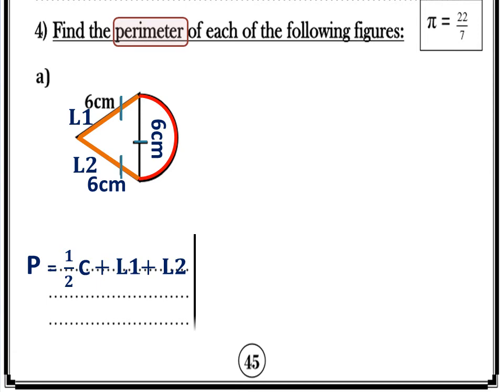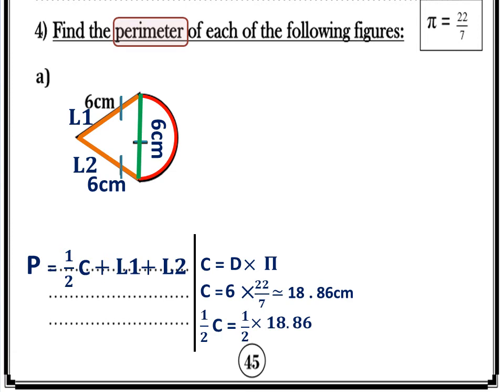So let's find the circumference first. Here C equals D times pi, because we have here the length of the diameter, which is 6 centimeters. So C equals our diameter, 6 centimeters, times 22 over 7. When we put it on calculator, the answer will be approximately 18.86. And now half the circumference will be half times 18.86. So when we want to find half the circumference, we are going to multiply the circumference times half. So half times 18.86, the answer will be 9.43 centimeters.